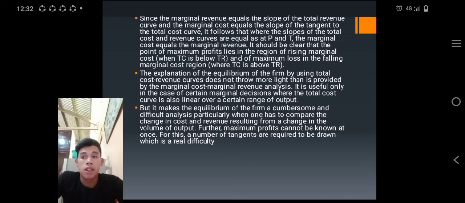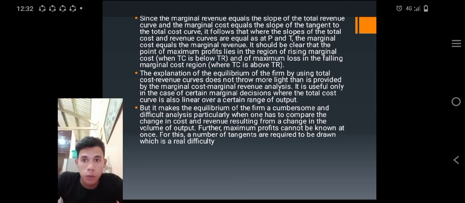Next, since the marginal revenue equals the slope of the total revenue curve and the marginal cost equals the slope of the tangent to the total cost curve, it follows that where the slopes of the total cost and revenue curves are equal, at points P and T, the marginal cost equals the marginal revenue. It should be clear that the point of maximum profits lies in the region of rising marginal cost, and that of maximum loss in the falling marginal cost region. So the explanation of equilibrium of the firm by using the total cost and total revenue curves does not throw more light than is provided by the marginal cost and marginal revenue analysis.